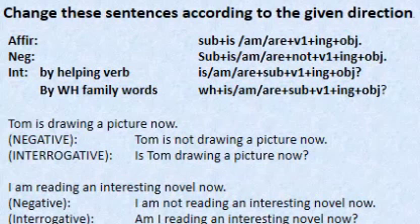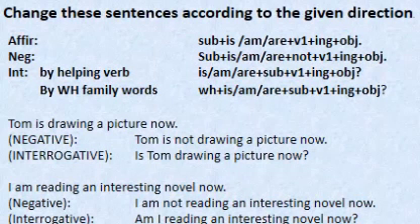Our first sentence is Tom is drawing a picture now. So it is an affirmative sentence. We have to make it negative and interrogative. So what will be the answer? So when we make it negative, first we have to add not after the helping verb, and here is is a helping verb, so we will put not after the is and it will become your negative sentence.